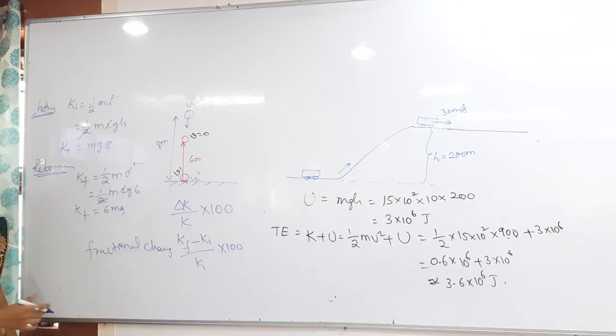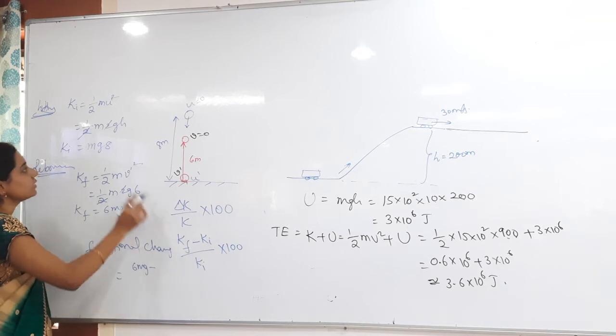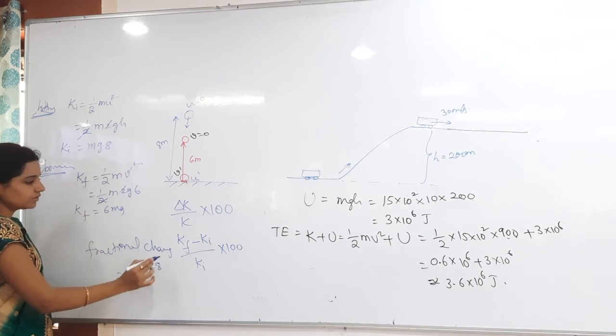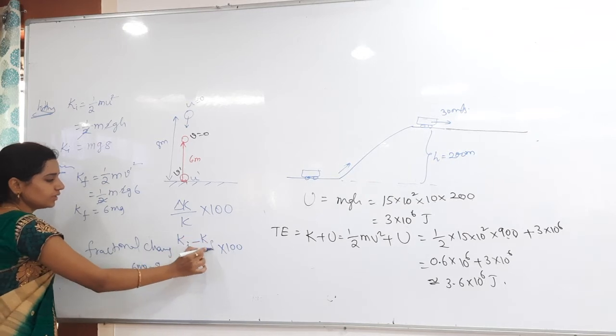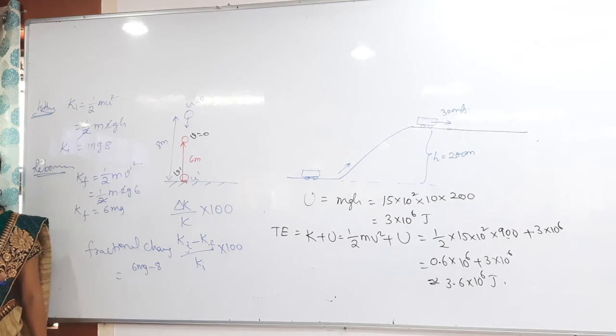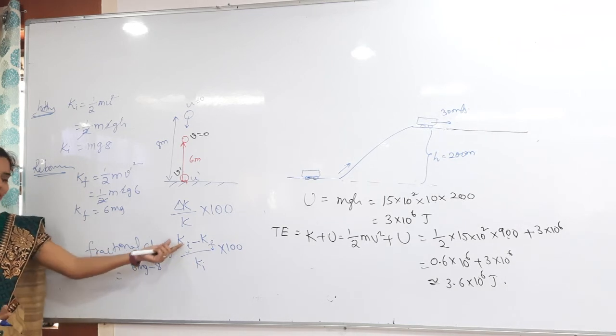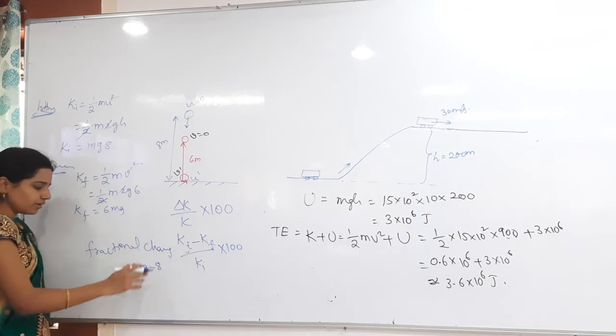That's it. Substitute in the formula. K final is 6 mg minus K initial, which is 8 mg. Yes, initial minus final. Initial only will be the maximum. However, you will get the answer in terms of minus. That minus indicates it is losing the energy. You can take final also, no problem in that.